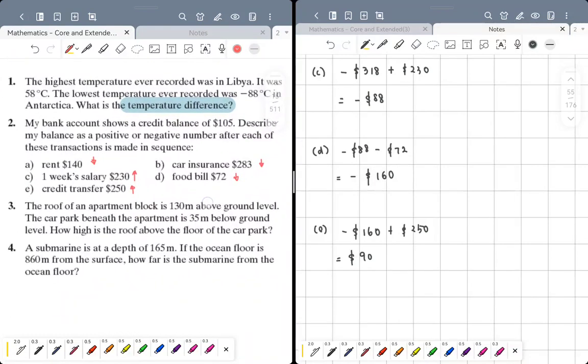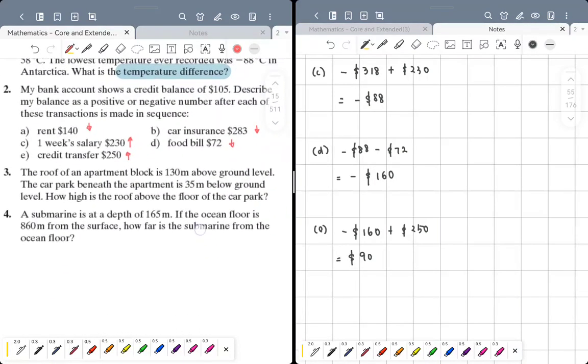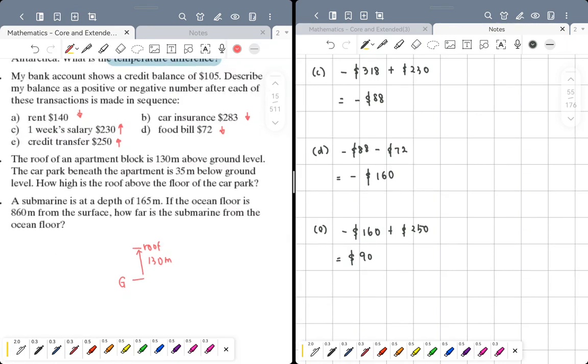All right, let's look at question 3. The roof of an apartment block is 130 meters above ground level. So this is the ground level. So it is 130 meters above. This is the roof. And the car park beneath the apartment is 35 meters below ground level. So below, that's 35 meters below, and this will be the car park.